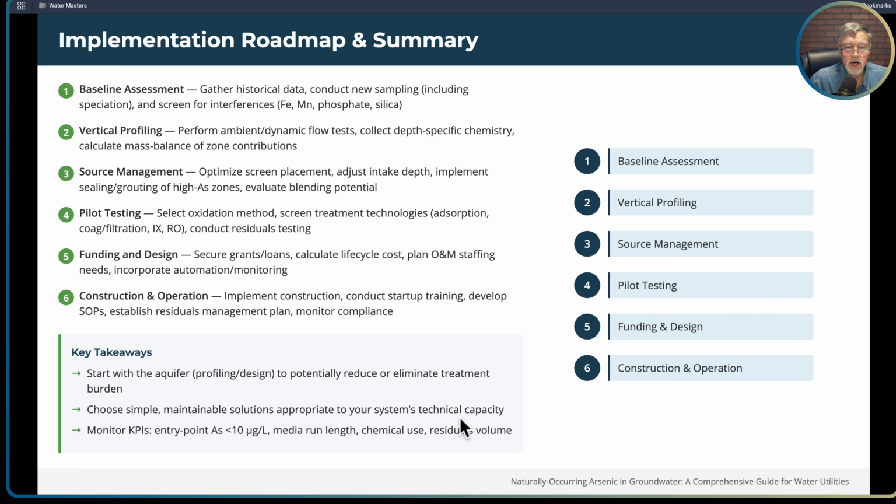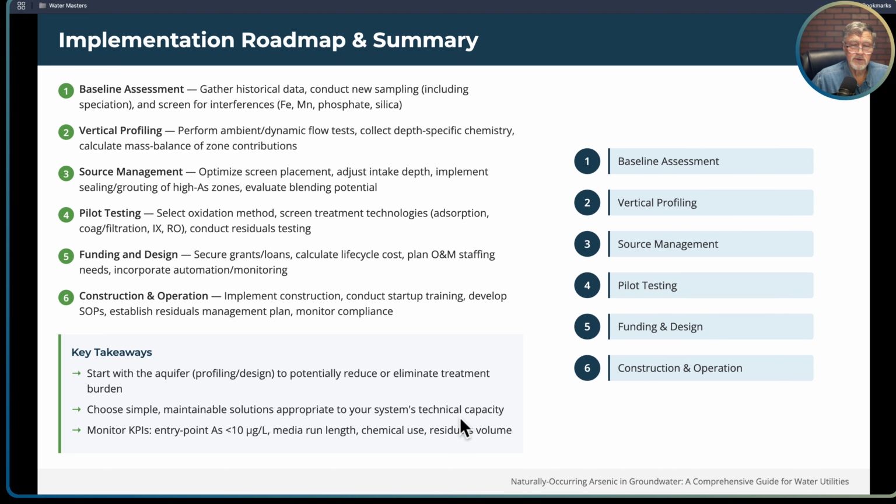In your wells, you're going to want to do the vertical profiling, as we discussed earlier. Preferential, if you can do source management, that's going to be preferential to treatment. So you're going to want to really look at that. And when you drill new wells, make sure you understand the geology and place them accordingly, so that you can minimize the amount of arsenic coming into your treatment plant. Pilot testing. If you're going to do a treatment plant, you're going to have to do some initial pilot testing. Make sure you get it right before you invest the big bucks in the capital costs.